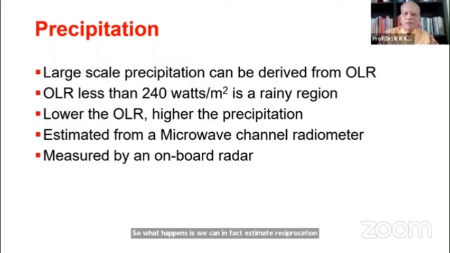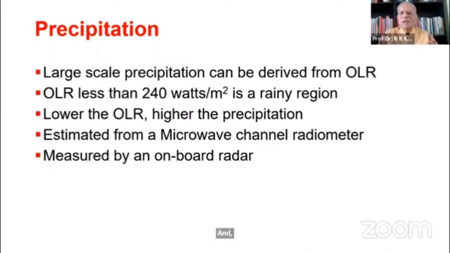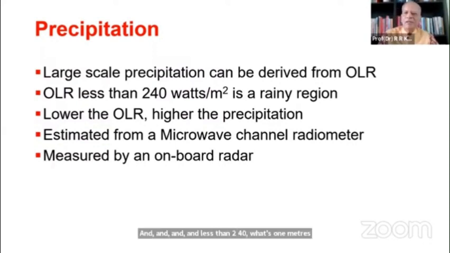OLR less than 240 watts per meter square, we can say, is a rainy region. And the lower the OLR, the higher the precipitation. This is an estimate. But actually, you can put an instrument on board and measure the precipitation from a satellite. Now, this is done in two ways. One is you can have a microwave channel radiometer, or you can measure it by an onboard radar.